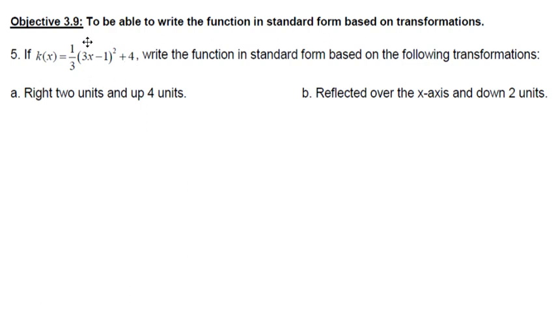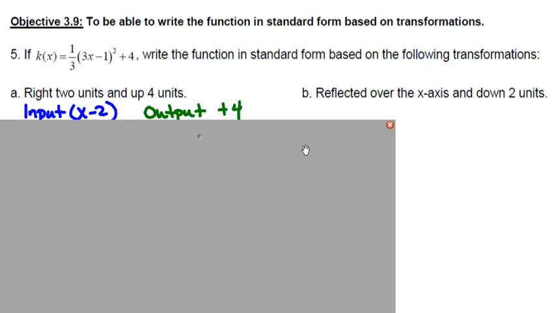First, we'd like to take this function and move it to the right 2 units and up 4. When you're looking at transformations, you should always ask yourself, is it an input change, output change, or both? We know that going to the right 2 units would be an input change. And typically, we write the representation for going to the right 2 units by using x minus 2. Then, when we move something up 4 units, that's an output change, and we would just be adding 4 to our outputs. So we would have a plus 4 to represent that.